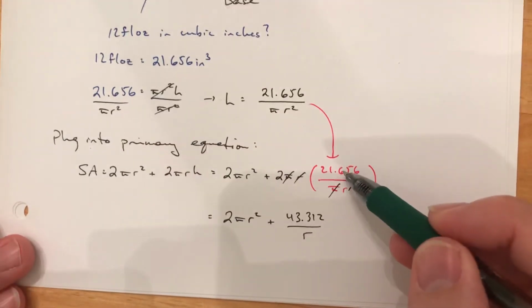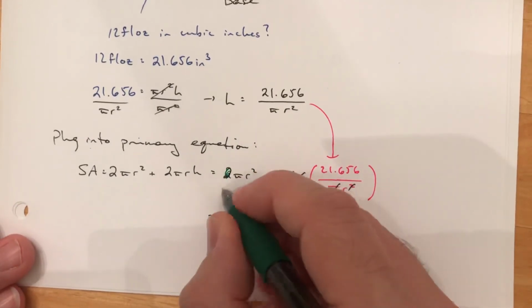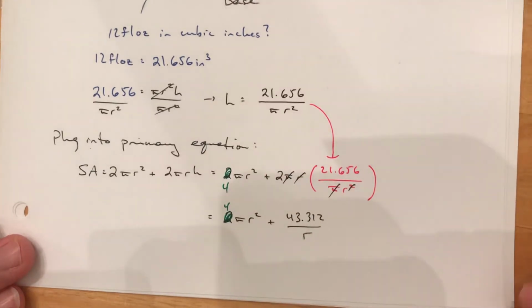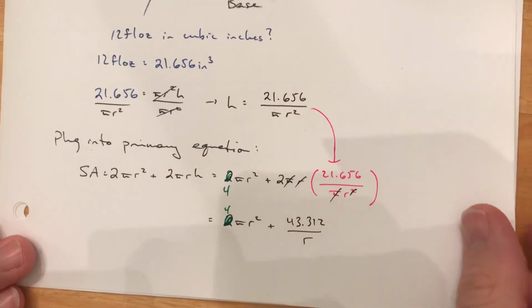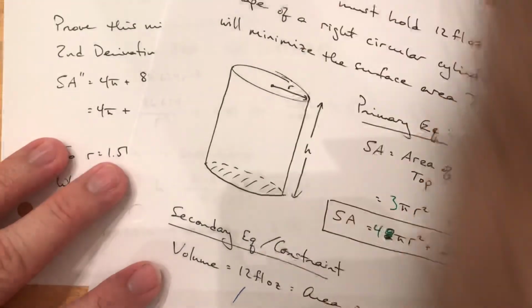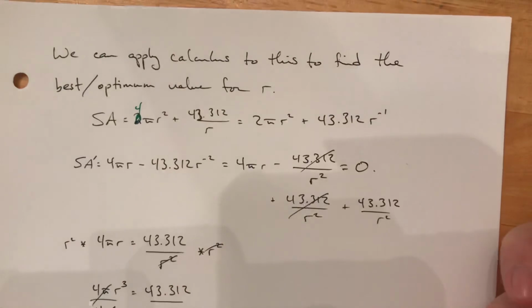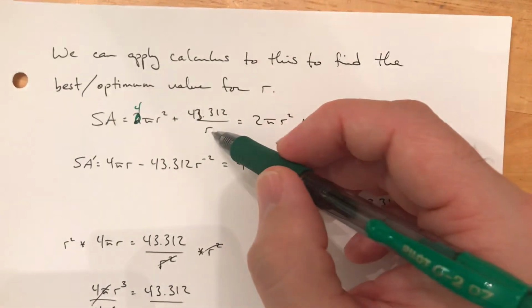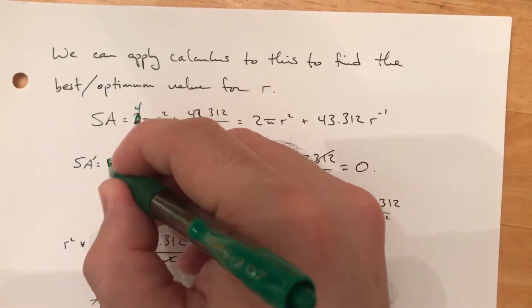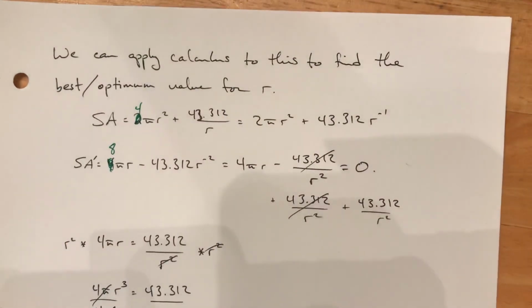Our secondary equation is not going to change, though, but that coefficient is going to change. Our surface area equation now says that our primary equation is 4 pi r squared plus 43.312 over r, which means that our derivative is now 8 pi r minus 43.312 r to the negative 2.